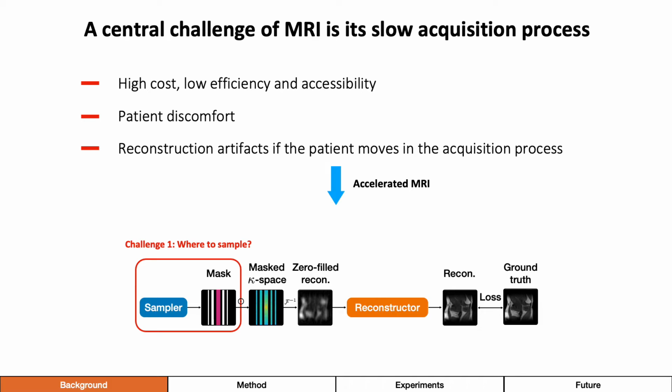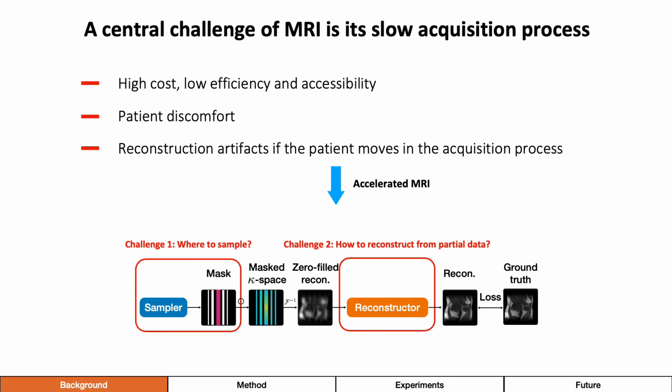The other challenge is around the reconstructor. How to reconstruct a high-fidelity image from partial measurements. These two challenges are intercorrelated, and a good reconstruction stems from the cooperation of a sampler and a reconstructor. Recently, deep learning methods have gained increasing popularity and shown state-of-the-art performance on mitigating both challenges.